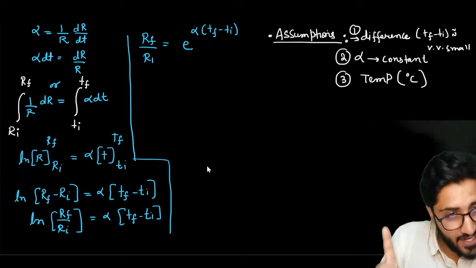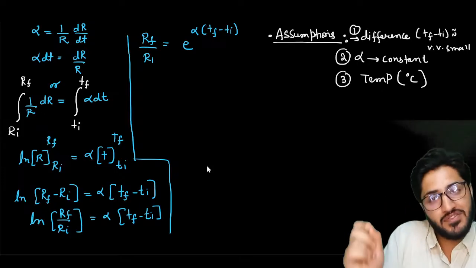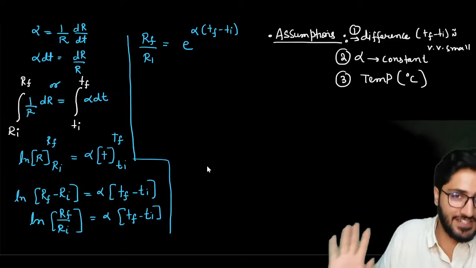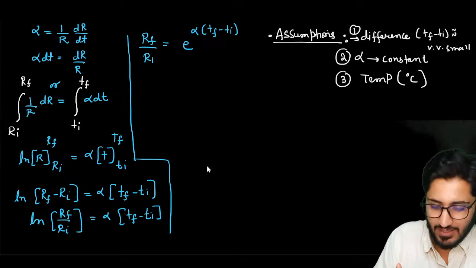First one, the difference should be very small, alpha needs to be constant, and the temperature that we are using needs to be in degree centigrade. It is not compulsory, but in our syllabus we need to take these three assumptions, right?